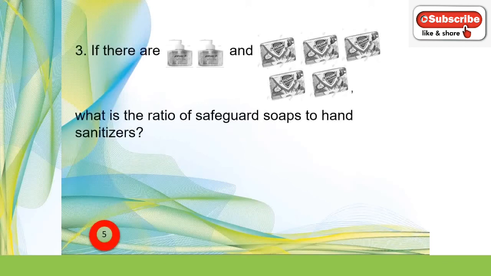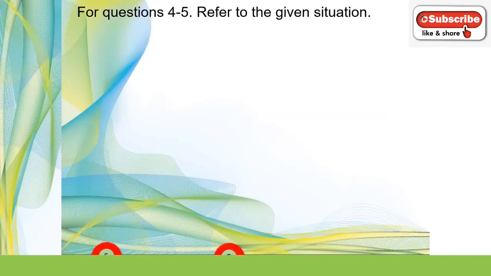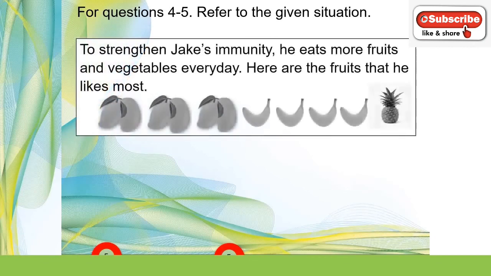Number 3. If there are 2 hand sanitizers and 5 safeguard soaps, what is the ratio of safeguard soaps to hand sanitizers? A. 1:5. B. 5:1. C. 5:2. D. 2:5. Please write your answer now. Time is up. The correct answer is letter D. For questions 4 and 5, refer to the given situation.